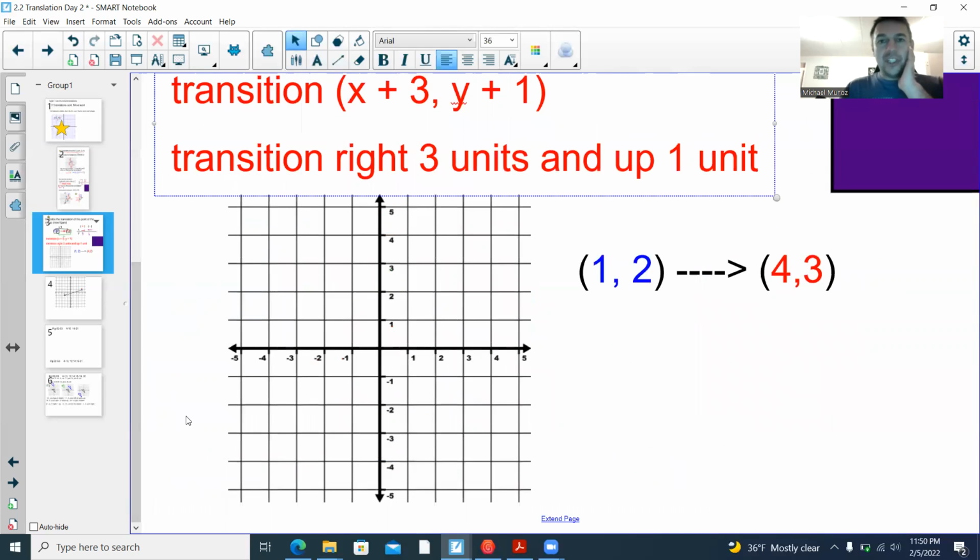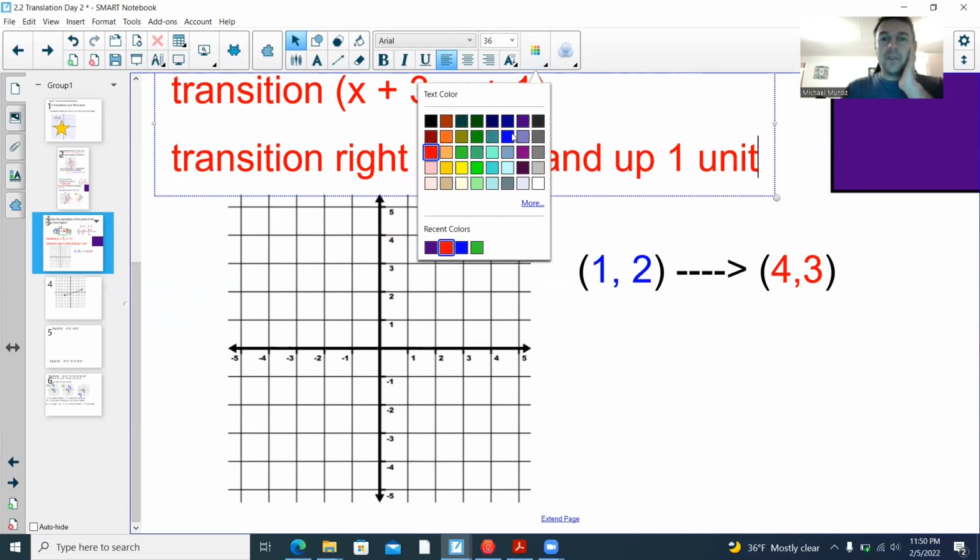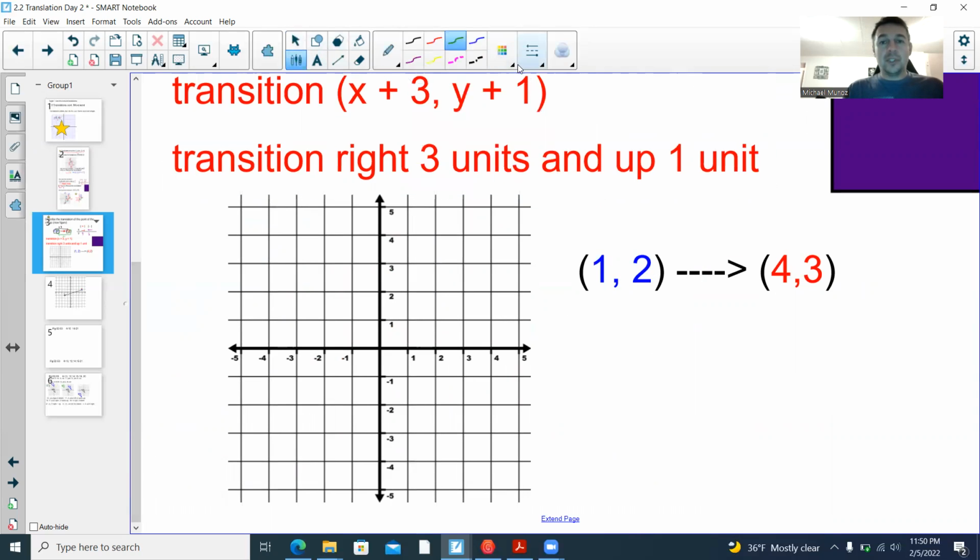But to see what that would look like if I actually did those dots and had a graph, I would start off with 1, 2. These are the same dots that we just did. So I'll go right 1, up 2. That's my first dot. And then 4, 3 would be over 4: 1, 2, 3, 4, up 3: 1, 2, 3. And then we can see that that's true. The translation said I went right 3 units. So right 3 and up 1. So that's how that looks.